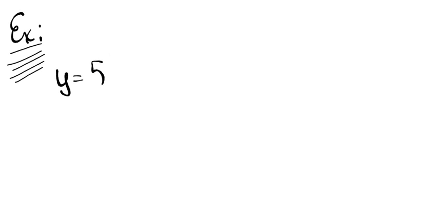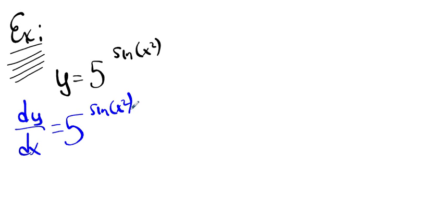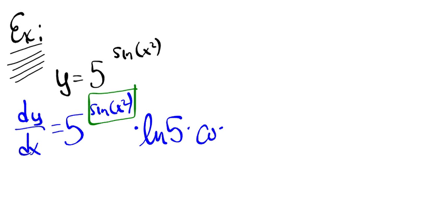So just to demonstrate, if y is 5 to the sine x squared, and I'm interested in dy dx. Well, the derivative of 5 to the something is 5 to the something times the ln of 5 times the derivative of the something. And the derivative of sine something is cosine something times the derivative of something, and I'm done.